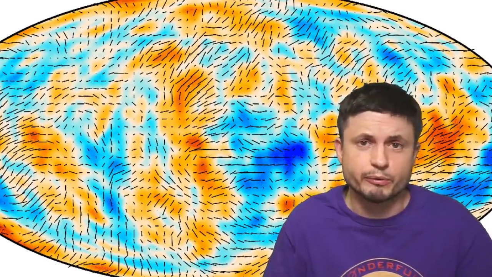Hello wonderful person, this is Anton, and today we're going to be discussing one of the bigger mysteries of cosmology that you can sort of see circled right here. This is referred to as the cold spot. The unusually large and relatively cold area inside the so-called cosmic microwave background that for the longest time did not have a definitive explanation.